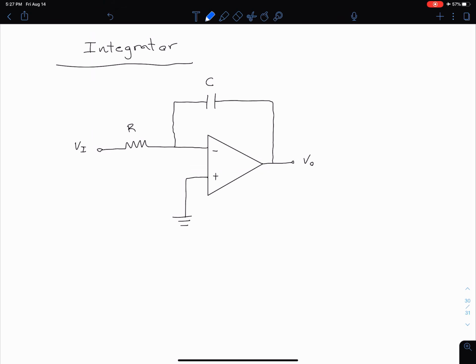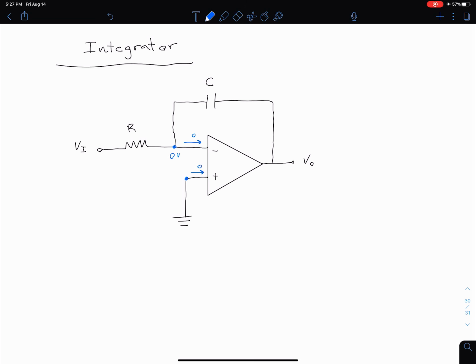Let's start with our ideal op-amp properties. We know that we have zero current going into our ideal op-amp input terminals, so we have zero current coming in here and here. We also know that the differential input voltage is zero. Because our non-inverting terminal is at a potential of zero, our voltage up here is going to be at zero as well. So I'm going to go ahead and put 0 volts. We know that that is at what we call a virtual ground.